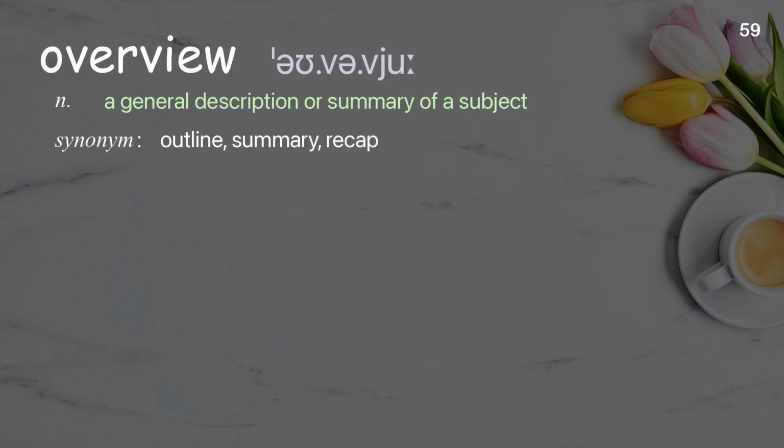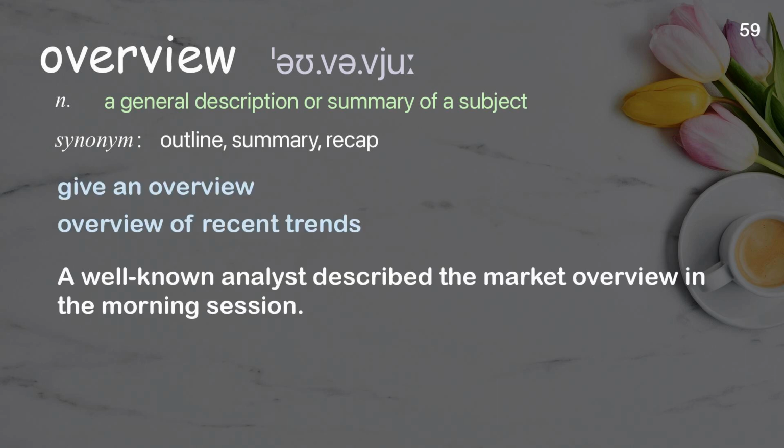Overview. A general description or summary of a subject. Examples: Give an overview. Overview of recent trends. A well-known analyst described the market overview in the morning session.